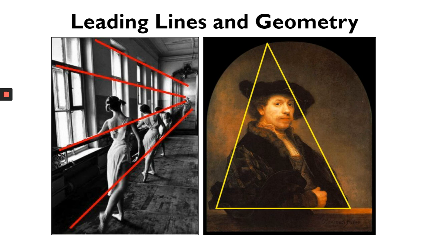In this self-portrait, Rembrandt composes his figure in the shape of a triangle. The triangular lines created by his figure help lead the viewer's eyes around the composition.